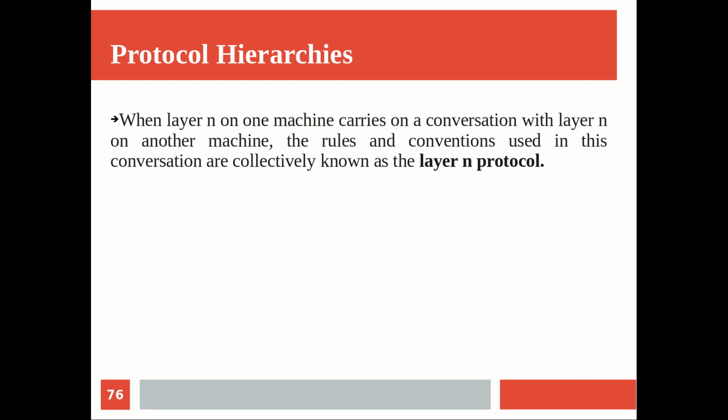So when the nth layer on one machine, so this layer n you have to highlight. If layer n of one machine carries on a conversation with layer n on another machine, the rules and the conventions used in this conversation are collectively known as layer n protocol.